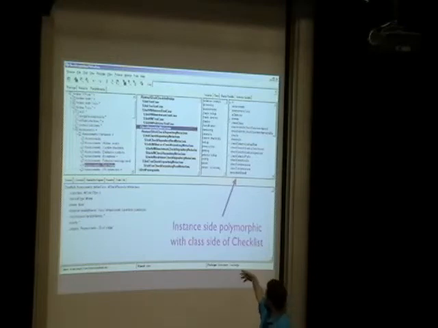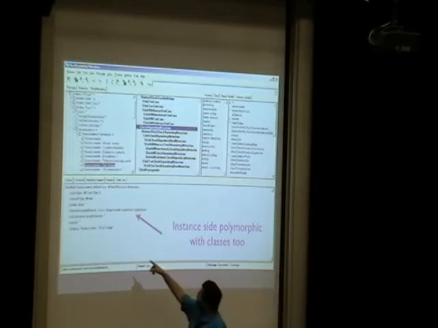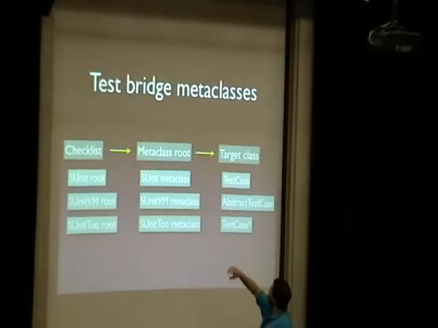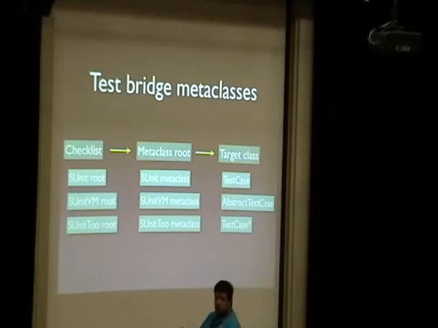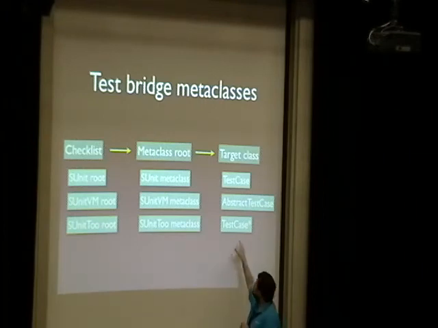Well, the instance side is polymorphic with the class side of checklist, so it knows how to give me all the checks and all that kind of stuff. And the instance side is also polymorphic with classes. So it knows this is the class to impersonate, these are my superclasses, and these are my subclasses. New creates an instance of the class being impersonated. Here's how the metaclasses are bridged. Each bridge has a root checklist. That has a subclass that is a metaclass, and the metaclass makes more metaclasses, starting with this target class here. And that's how you can decorate classes with behavior without touching anything.